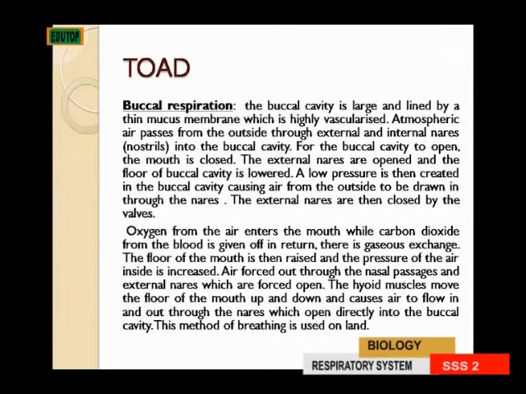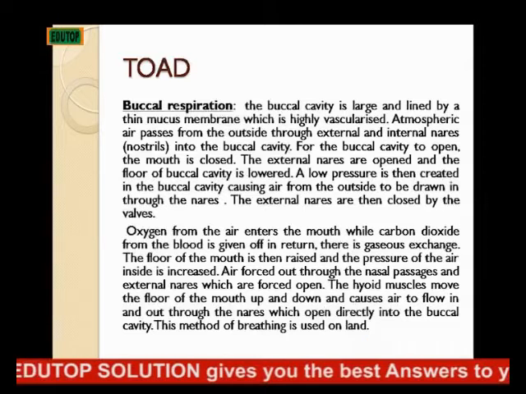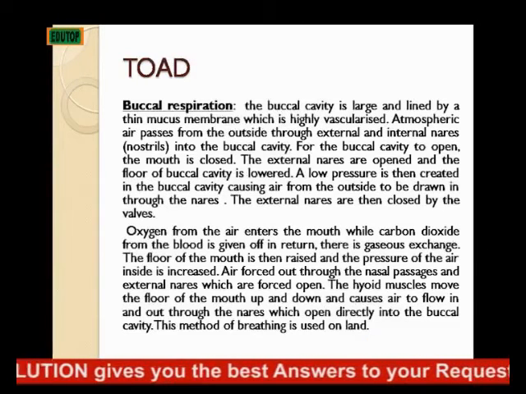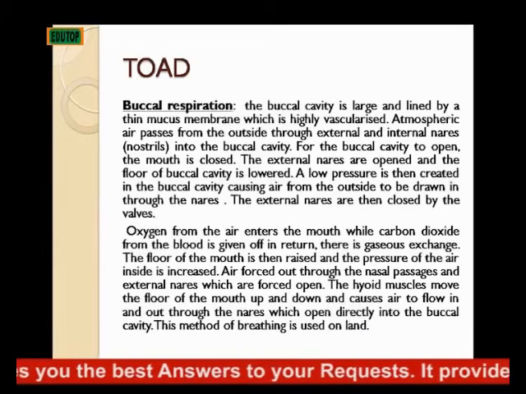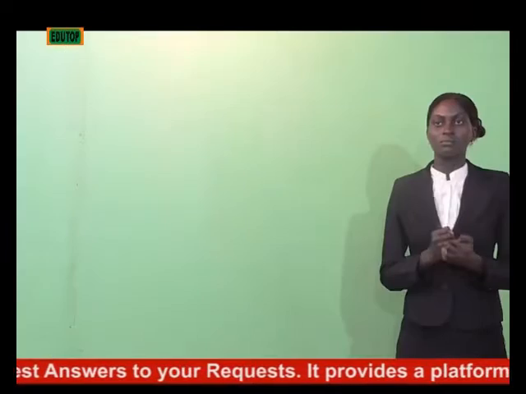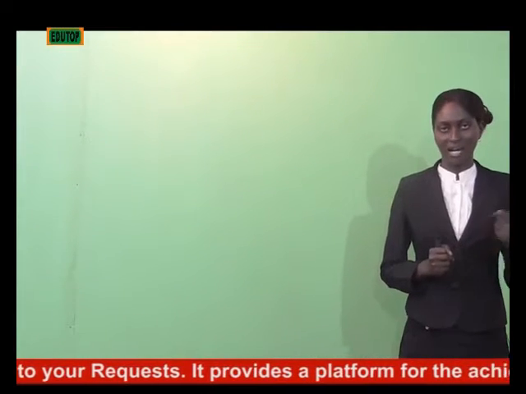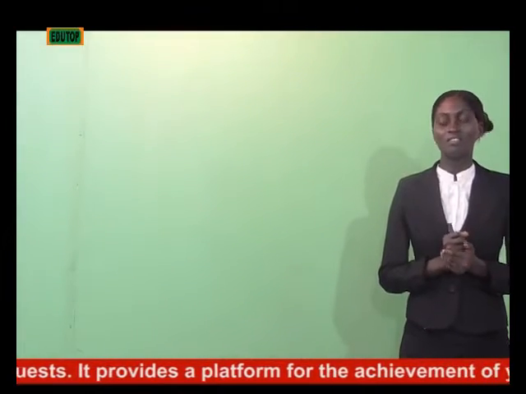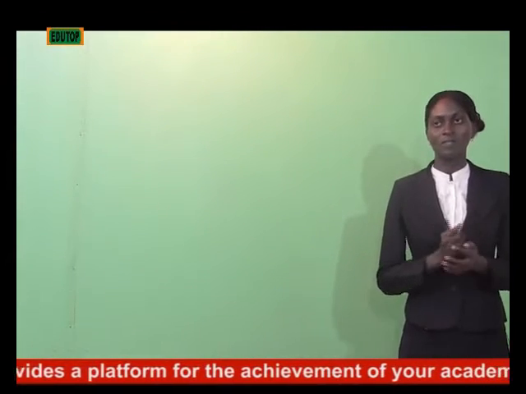As the toad comes in contact with the surrounding water, exchange of gases takes place between the water and the blood in the capillaries by diffusion, which is through the skin. Then in the buccal respiration, the buccal cavity of the toad is large and is lined by a thin mucous membrane, which is highly vascularized. Atmospheric air passes from the outside through the external, then the internal nares, that's the nostrils, into the buccal cavity. For the buccal cavity to open, the mouth is closed.